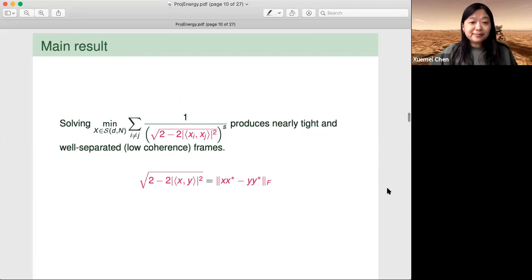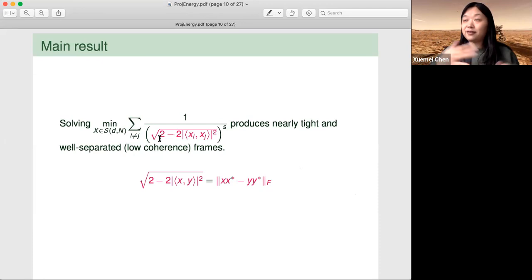This is our work here, which just uses a different energy that we minimize. The main result, I suppose, would be this slide here: if we minimize a different kind of energy, it will produce nearly tight and well separated frames, meaning that I can justify that it has low coherence.